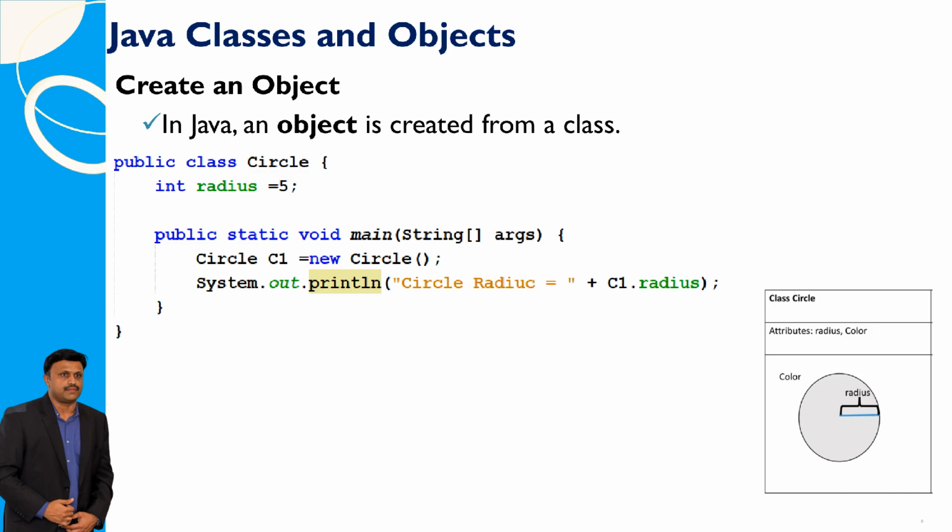In Java, objects are instantiated from classes. For example, in the circle class, an object C1 is created with an attribute radius initialized to 5. The main method demonstrates this by printing the radius of the circle.